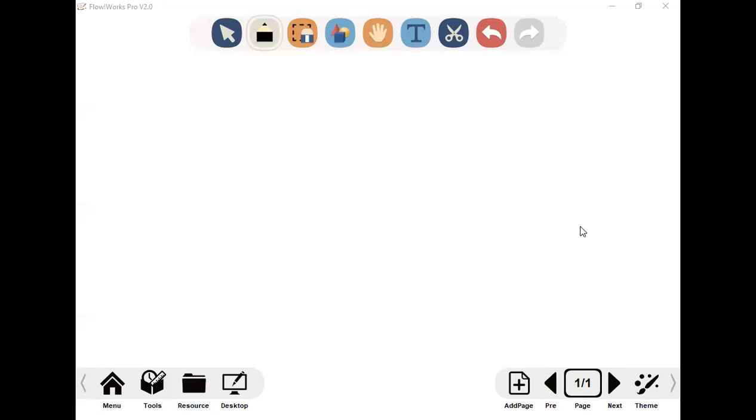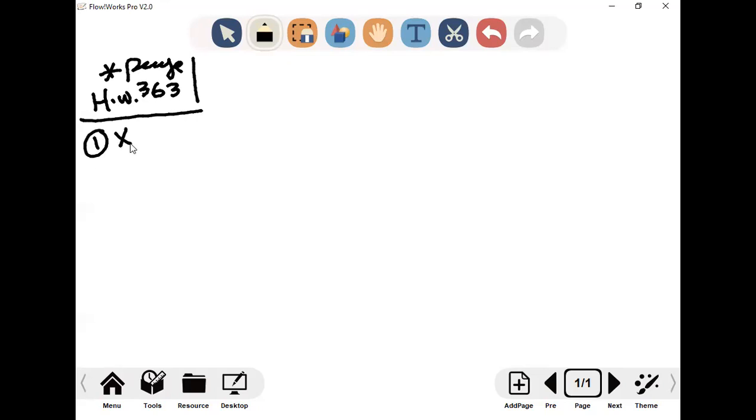So we are on page 363. Check your homework. Question 1, x less than negative 11. We know how to graph, right? The graphing of it is negative 11, and here an open circle, and this goes down to the left.